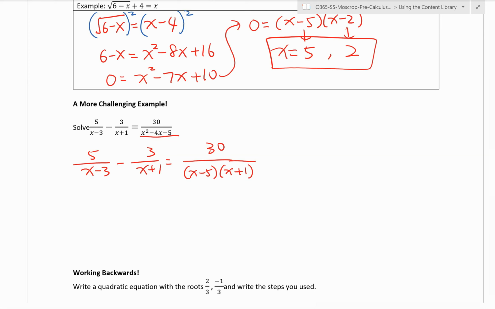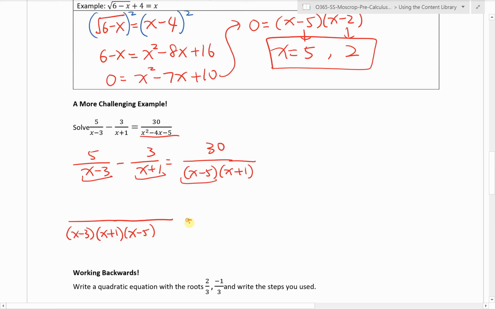Okay, so we have actually three different denominators right here, or three different binomials: x minus 3, x plus 1, and x minus 5. So when you have a common denominator, that means we need to have all three of them. So it's going to be x minus 3, x plus 1, and x minus 5. That is the common denominator.